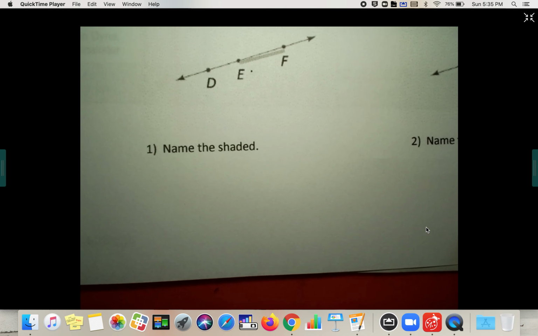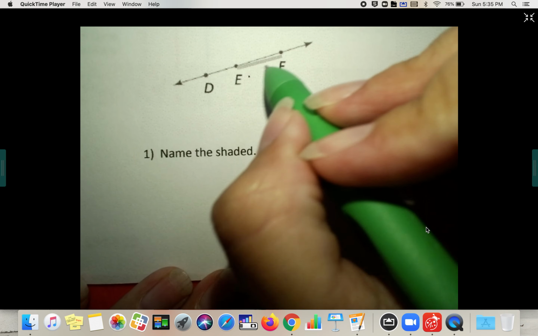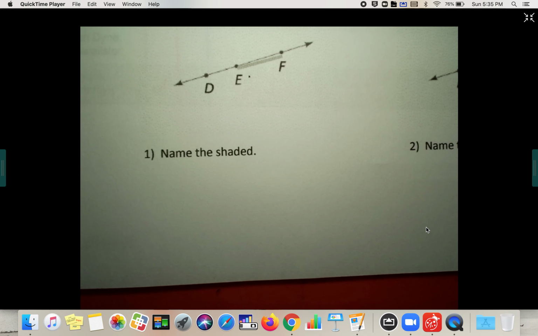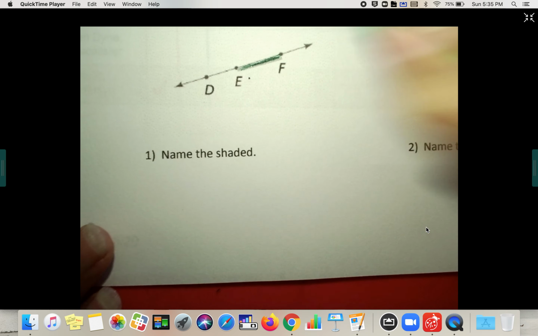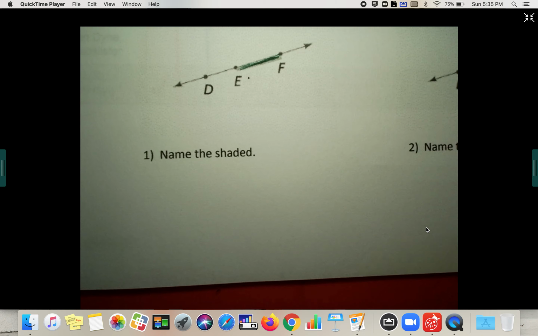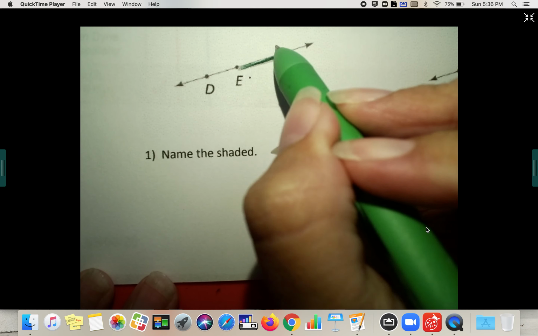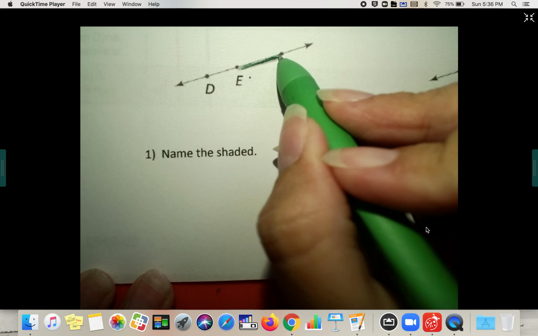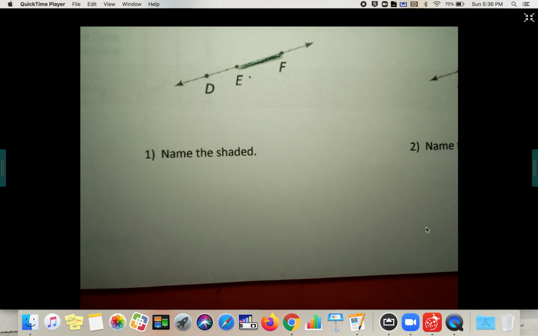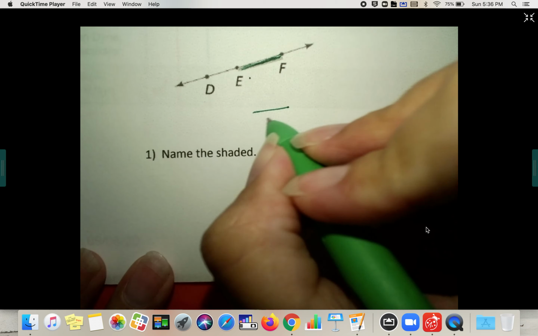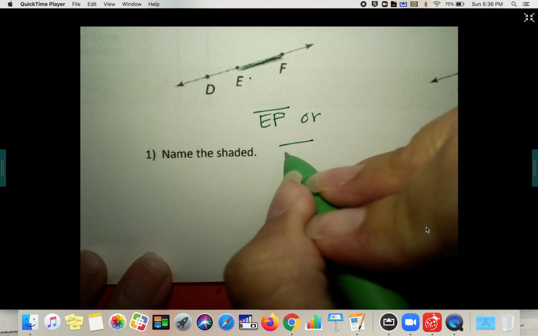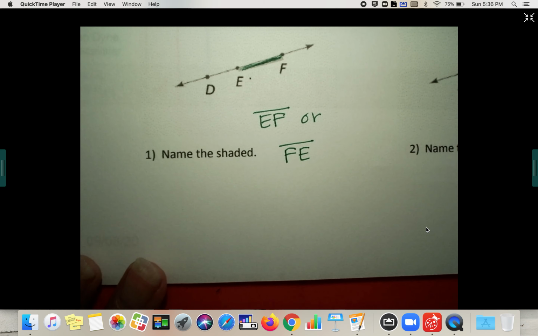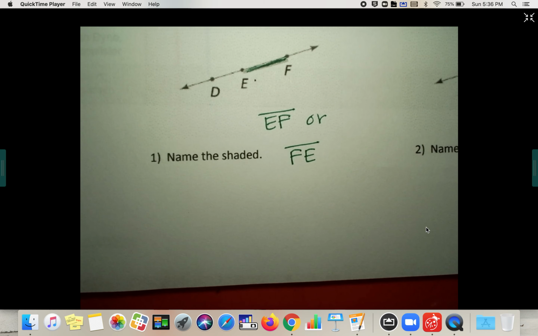All right, this one is really hard to see because the shading wasn't too great. So what we're looking at is this section right here, if you can't see it as well. What they want to know is I want you to name the shaded section. Since there are no arrows on both ends, this is a line segment. We would call it segment EF, or you could also call it segment FE. Both of these are correct, and you don't have to write both, just one or the other is fine.